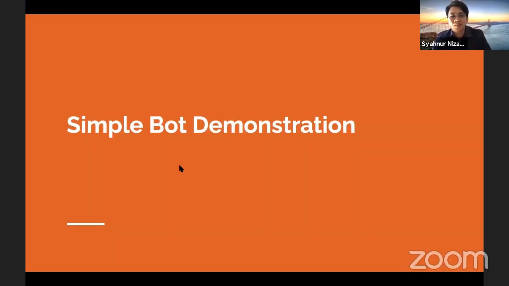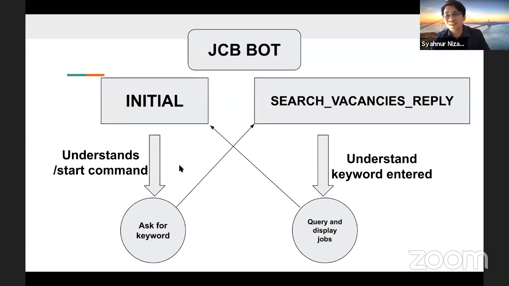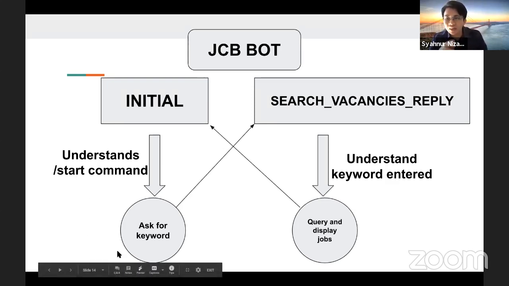Okay. Now, this is the JCP, the Job Center web scraping bot that I'm going to show to you. But before that, I want to explain just a little bit how this bot works. For this bot, instead of having one state, it has two states. In each of these states, the bot can only understand certain functions. When the bot is in the initial state, it can only understand the start command. When you send start to the bot, it will ask the user for the keyword, and then it will assume the state of search vacancies reply.